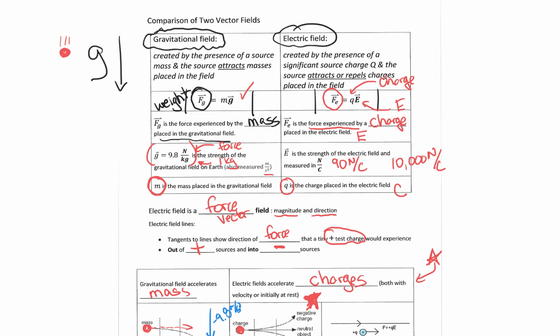So masses only accelerate one direction. They go in the direction of the G field. But here, a negative particle would go against the E field and curve away from E. A positive charge would curve with the E field. And so that's a major difference. E-fields are more flexible depending on what you put in them. They can push or pull.